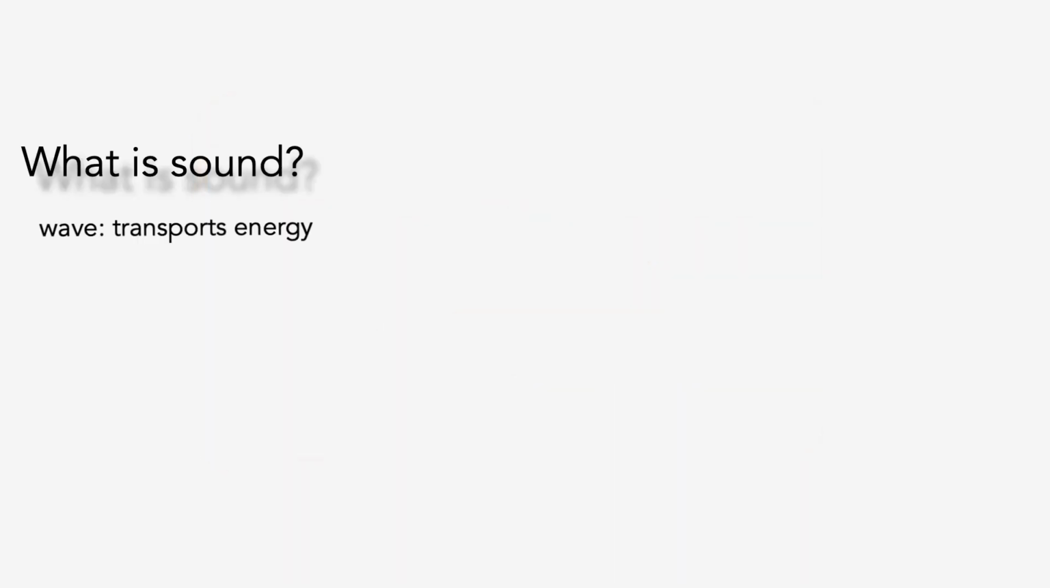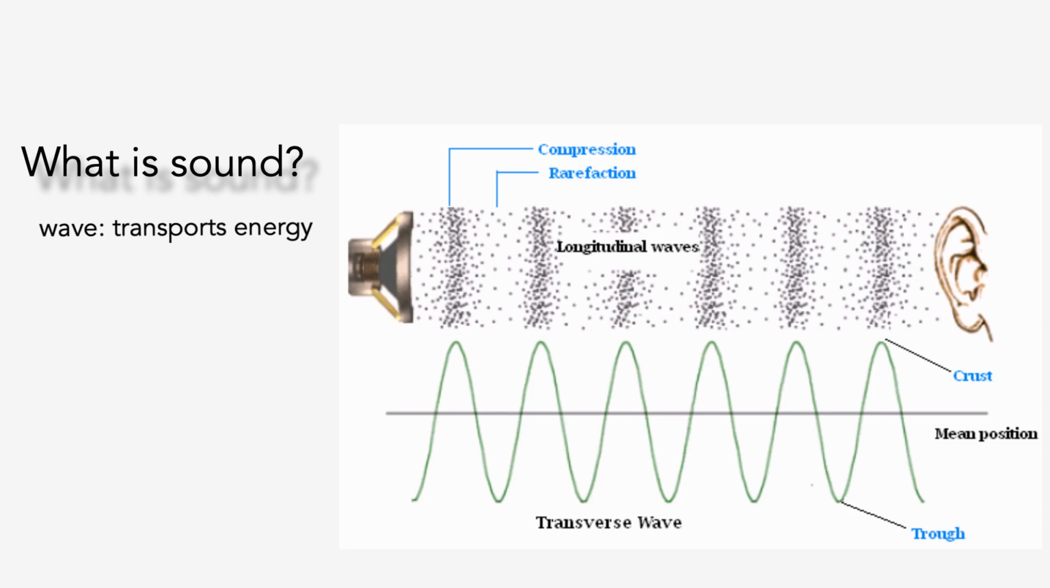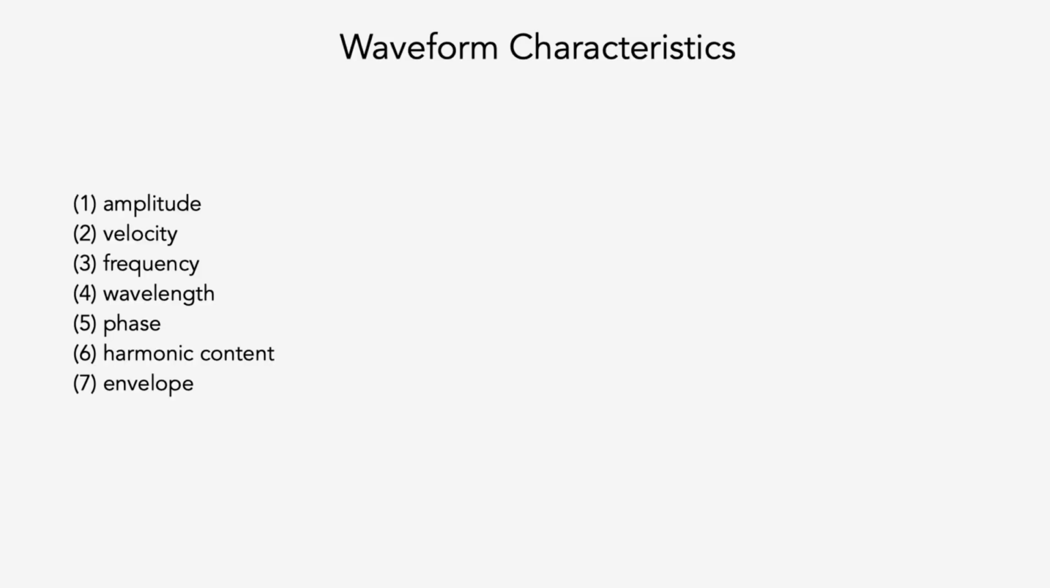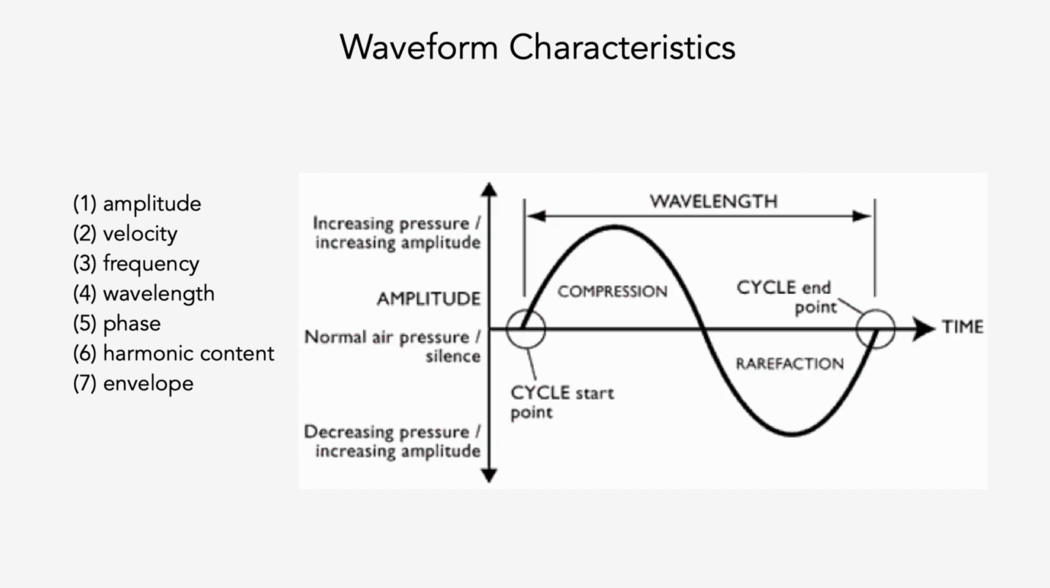Sound is a form of wave. That means it transports energy from one place to another through a medium. When sound travels through air, it vibrates the air particles, and energy is transported from the sound source to your eardrum. Sound is longitudinal waves. That is, the back and forth motion of the air particles are in the same direction of travel of the sound wave. We'll first look at 7 waveform characteristics.